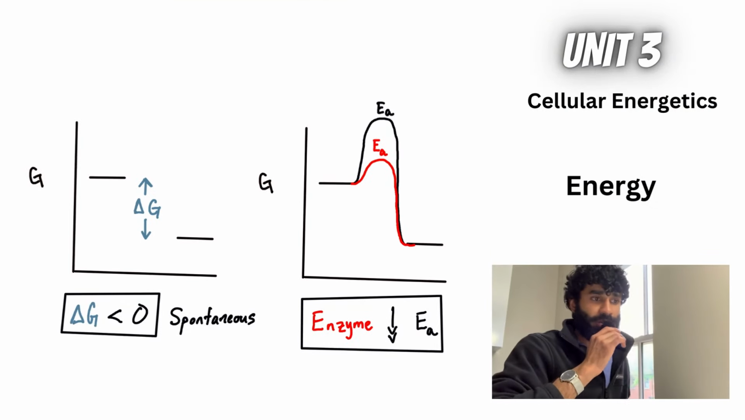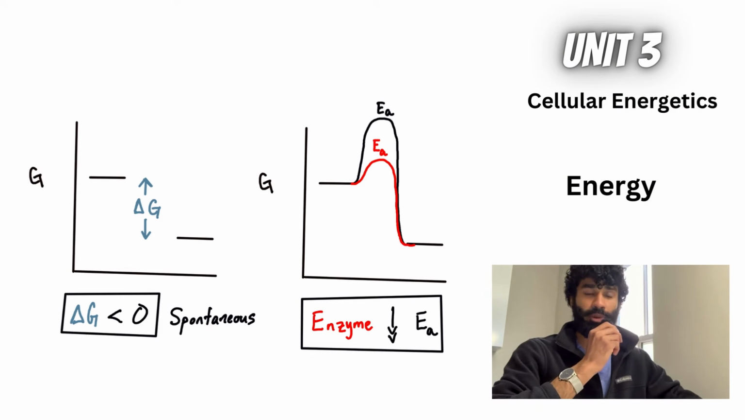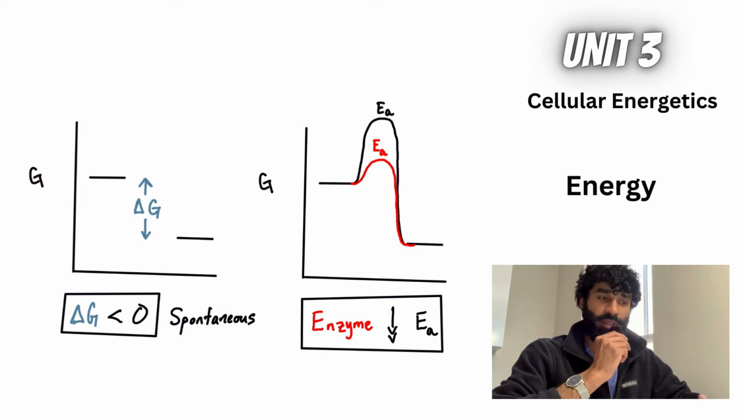Unit 3, Cellular Energetics. The first block is energy. Delta G is the difference in free energy between reactants and products. When delta G is negative, the reaction is spontaneous. Enzymes don't change delta G, but they do decrease the energy of activation.